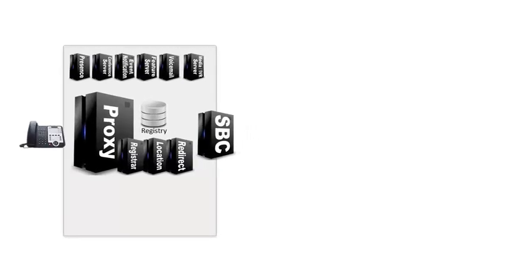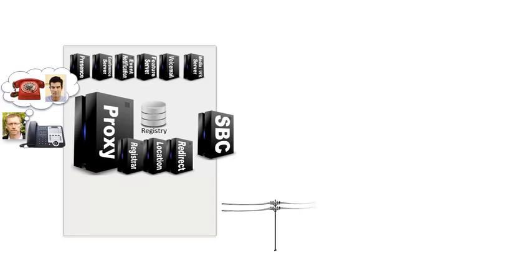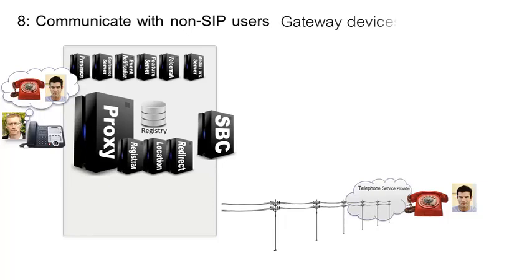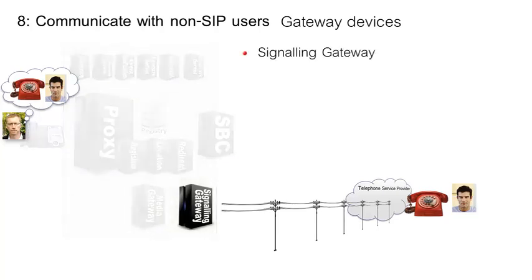Finally then, what about the need for a SIP user to call a non-SIP user, perhaps a traditional phone on the good old PSTN? That's need number 8, the ability to communicate with non-SIP users. Allow me to introduce 2 gateway devices, the signaling gateway and the media gateway. The signaling gateway is a signaling protocol translator. Take SS7, for example, the legacy PSTN protocol.